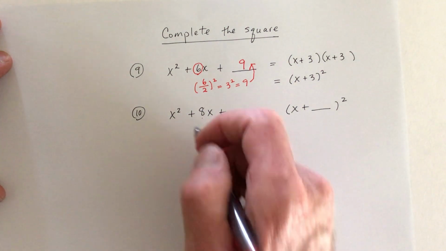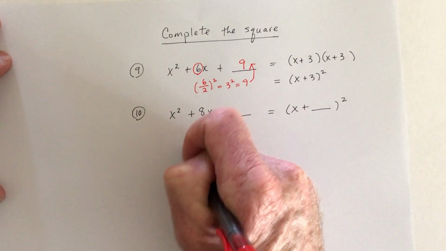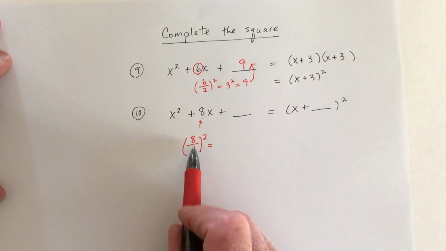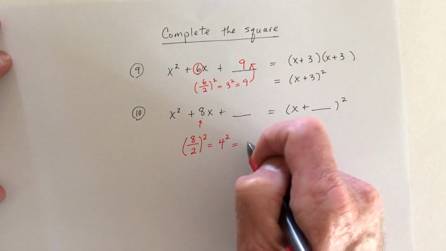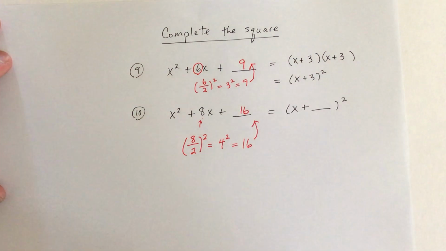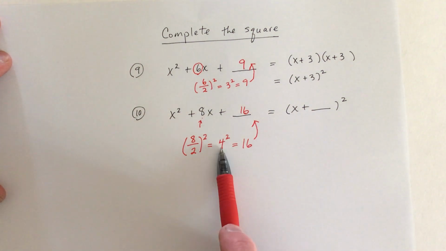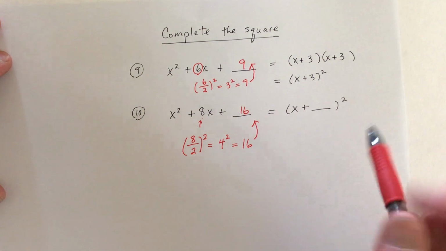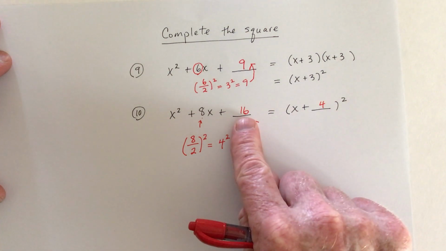So let's do it for this one. You take the number in front of x, divide it by 2, and then square it. So 8 divided by 2 is going to be 4. And then you square it, that's 16. So that is what goes right here. And then to know what number goes right here, well, that was just the step right before it. A 4 squared is 16. So this must be a 4, so that when you square it, it's going to give us that 16.